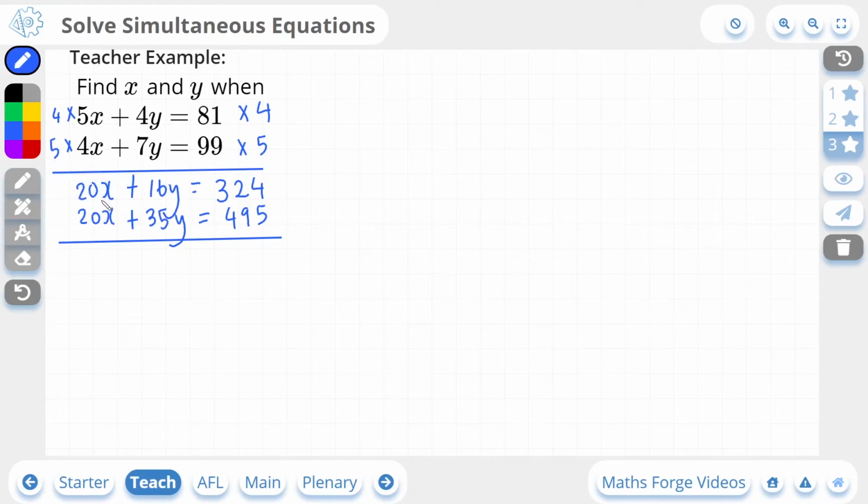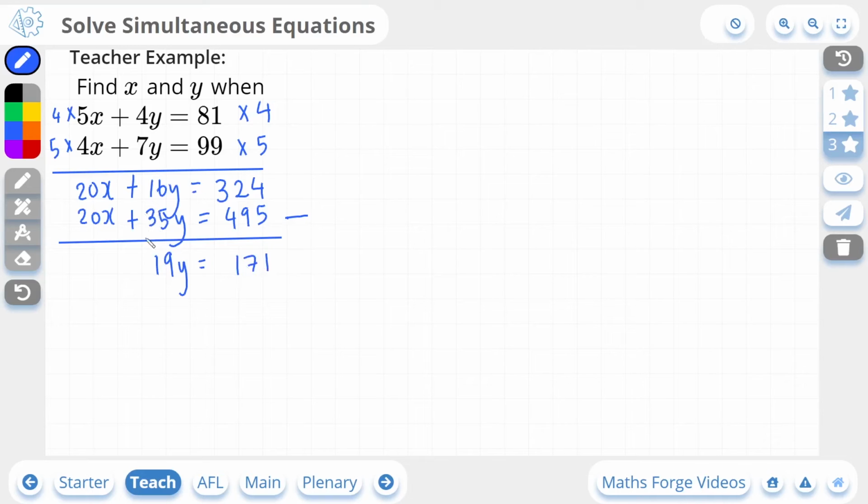And because of this, we can begin eliminating the variables. I'm going to do the bottom equation, take away the top equation. So we're going to do take away. 20x minus 20x gives us 0, so they cancel out. 35y minus 16y gives us 19y. And 495 minus 324 gives us 171.